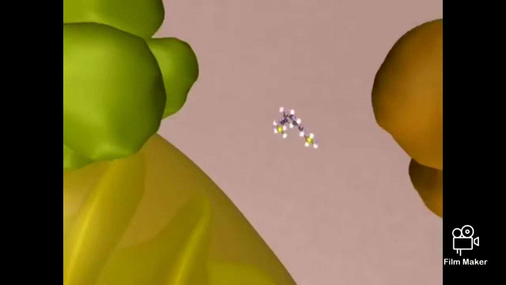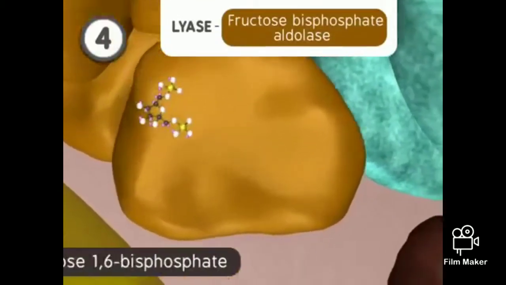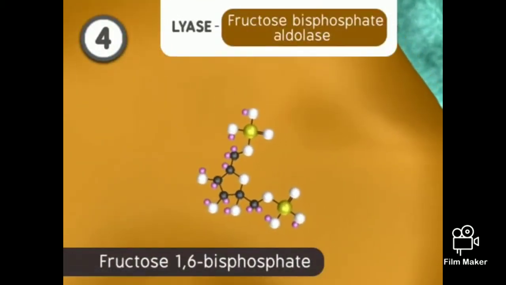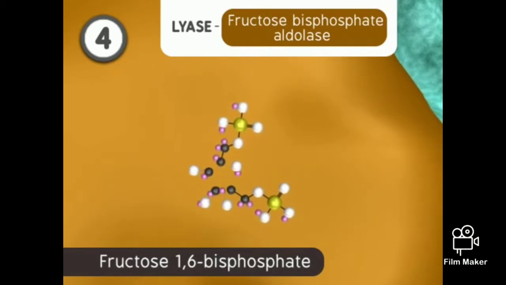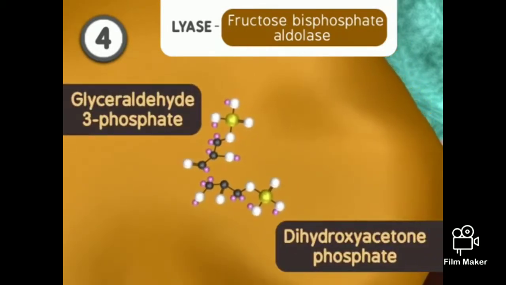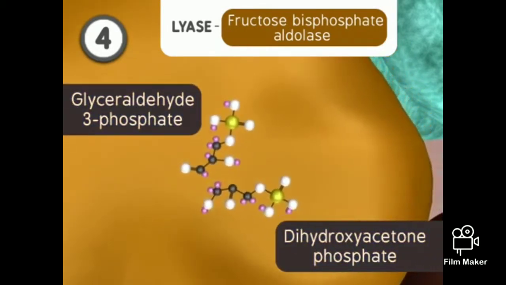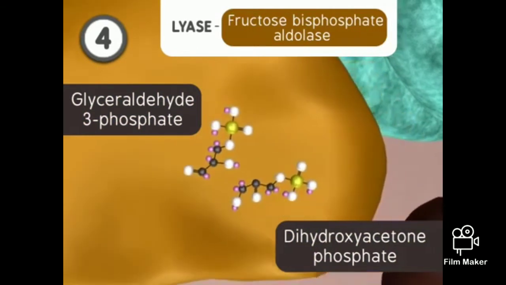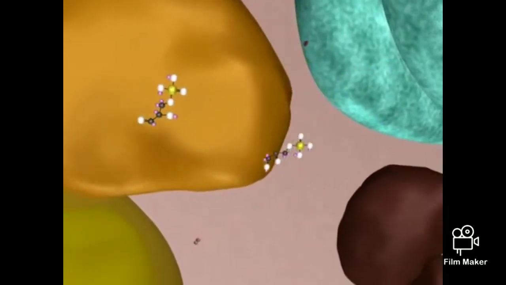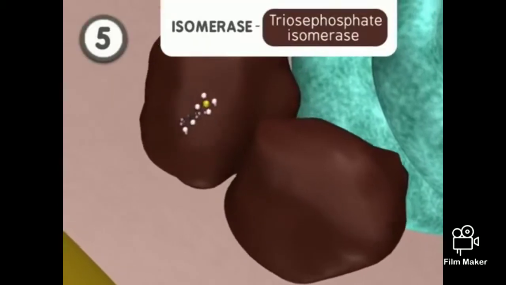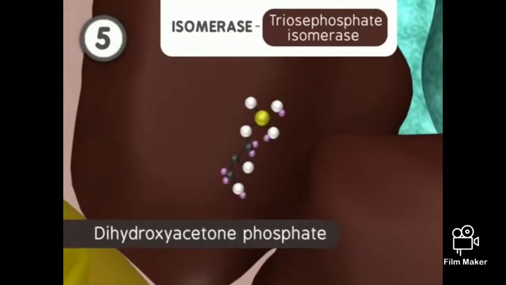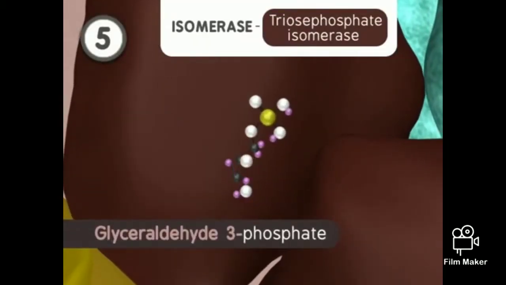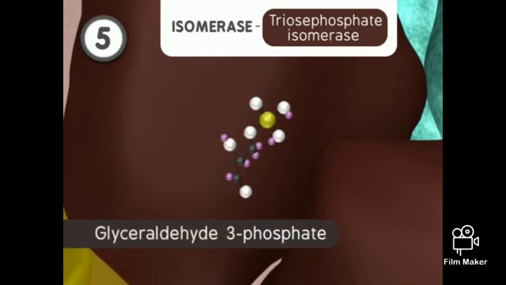In the fourth step of glycolysis, a lyase reaction splits the 6-carbon fructose 1,6-bisphosphate into two 3-carbon sugars, dihydroxyacetone phosphate and glyceraldehyde 3-phosphate. The dihydroxyacetone phosphate is rearranged by another isomerase to form a second glyceraldehyde 3-phosphate.